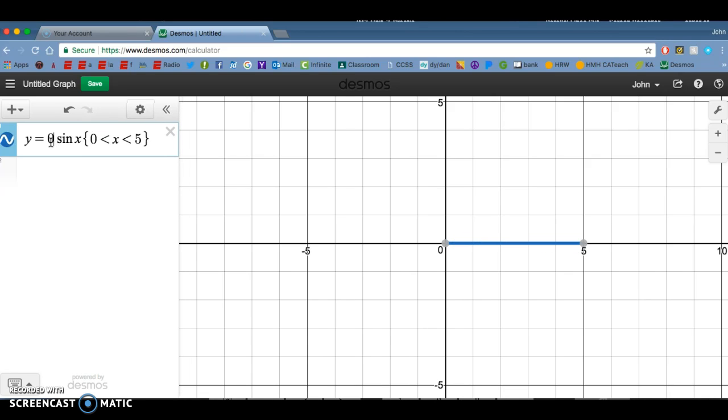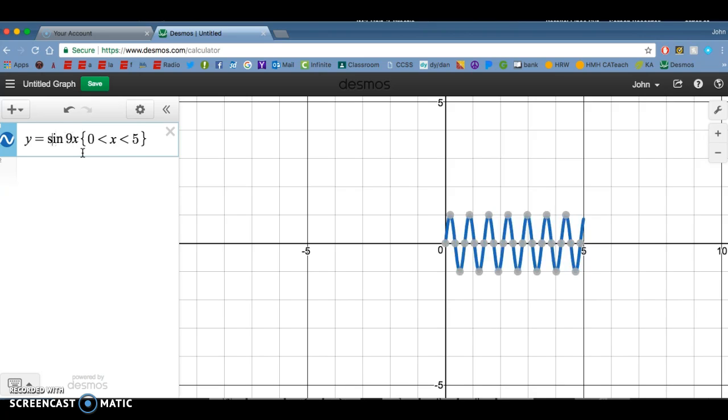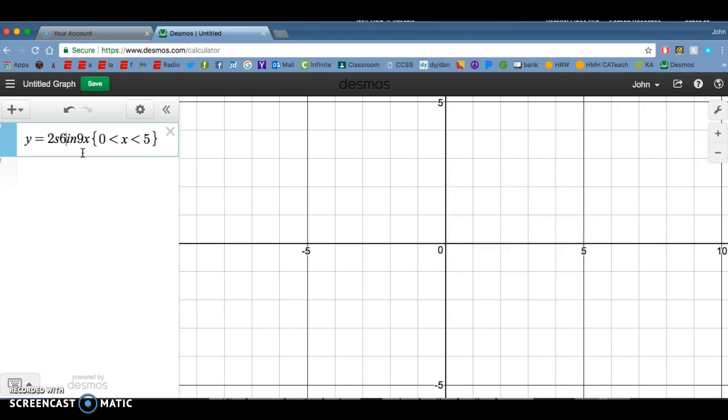Now suppose we would like to have more than just one hill in this little portion right here. We can do that by multiplying the x by the amount that we want. So if we want 3, like 1, 2, 3, we multiply it by 3. Now we have 5, we can have 9. So we can combine those two things, like so.